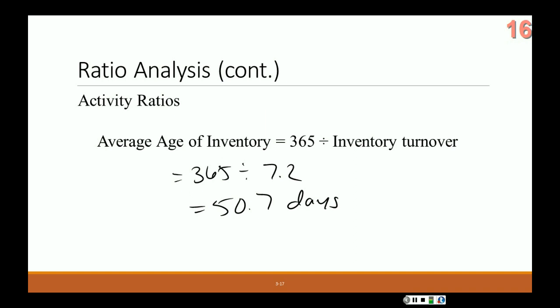Again, these ratios are going to vary drastically by industry. Just imagine a car lot. If Bartlett Company were a car lot and the car were sitting in the car lot for 50.7 days, that may not be so bad. But if Bartlett Company were a grocery store and this was a head of lettuce that we were talking about, that would be horrendous.